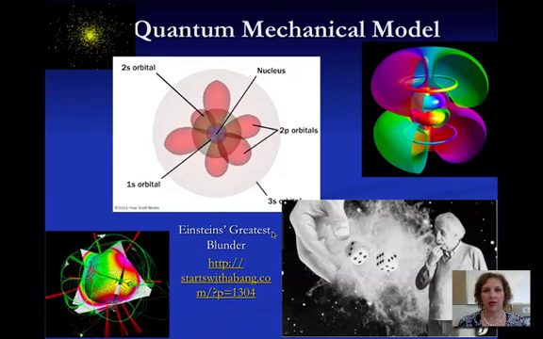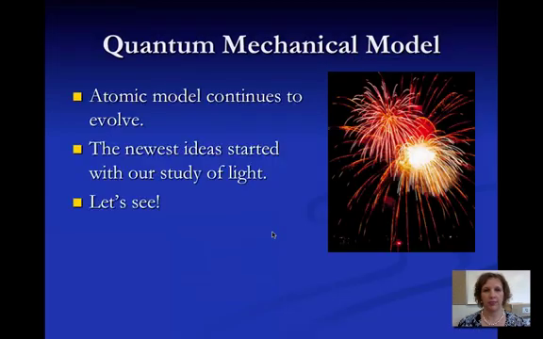Today's lesson is about the quantum mechanical model of the atom. In our last few lessons, we looked at Rutherford's model, which included the nucleus, but that's not the latest model, and I don't want to leave you hanging. So let's talk about further developments in our atomic model history.